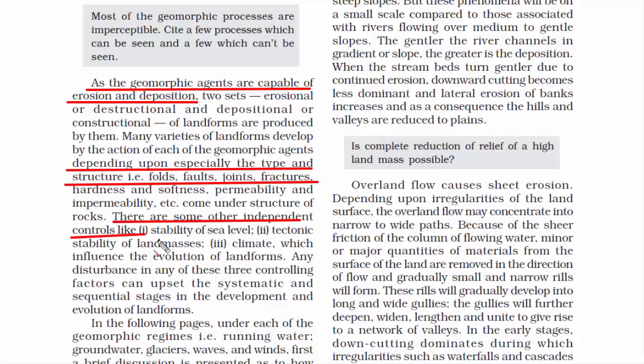So there are three controlling factors that independently influence the evolution of landforms. I want you to remember this because once you understand these factors, you'll be able to make your own analysis on many other geography related topics. Now these three factors are: the first one is stability of sea level. Now I'll tell you how sea level affects landforms.